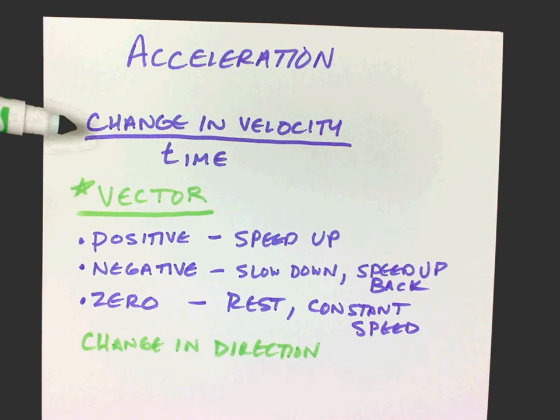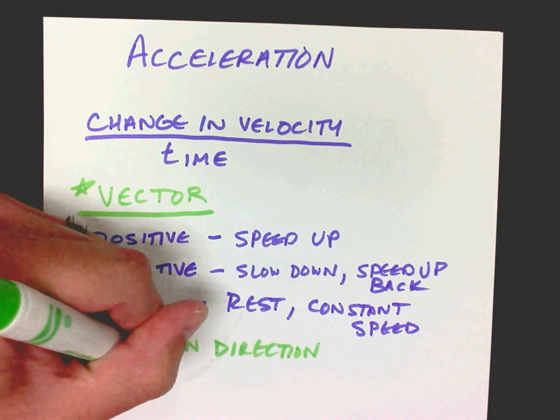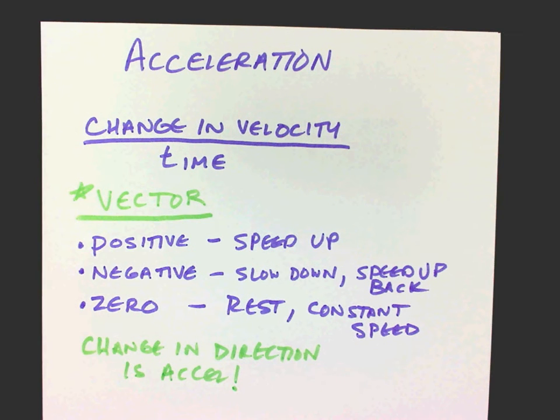Or you just accelerated, you changed your velocity. So a change in direction is acceleration. You could be going the same speed, 70 miles per hour, but all of a sudden you go from driving to the west to driving to the north, you accelerated. So change in direction is an acceleration. Keep that in mind.